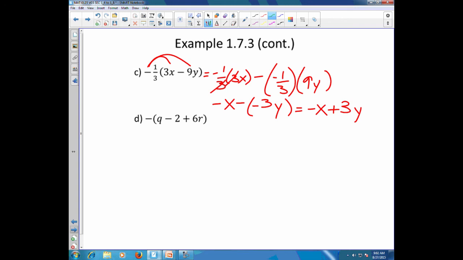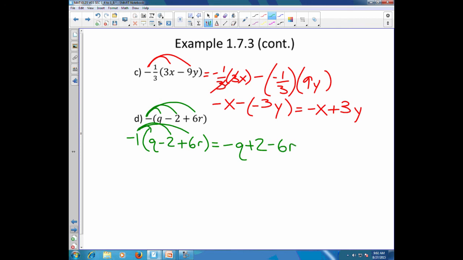Finally, we can distribute this negative sign. And really, when we have a negative sign in front, we can treat it as a negative 1. And so if we distribute it, we get negative 1 times q, which is negative q. Negative 1 times negative 2, which is plus 2, positive 2. And then times 6r will give you minus 6r.